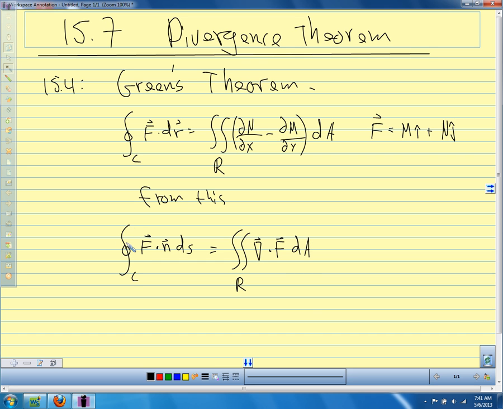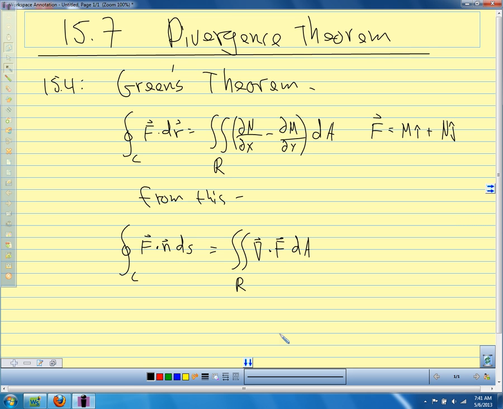So we're saying that the integral of the outward normal component of F around the boundary of a region is equal to the double integral of the divergence of the field over the region. And this was in the plane. We did this right at the end of section 15.4.